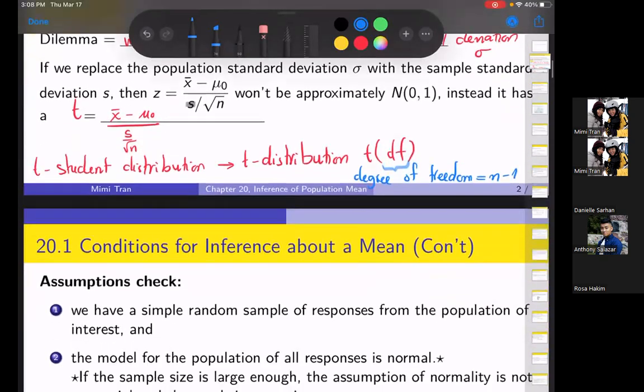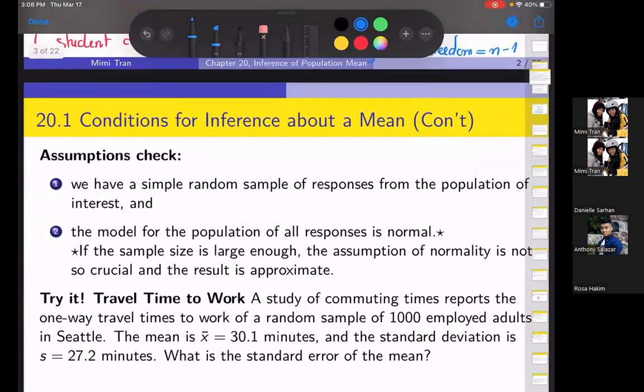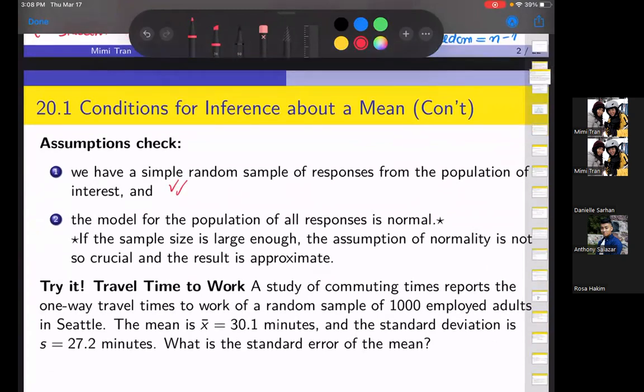Okay, so the assumption check for this kind of test statistic is we still have the data be a simple random sample. Again, you don't have to prove this. On the exam, all you have to do is say the data come from a simple random sample. That's all. And the second one is the model for the population of all responses, in this case the LDL cholesterol level, right? It has to be normal as well.